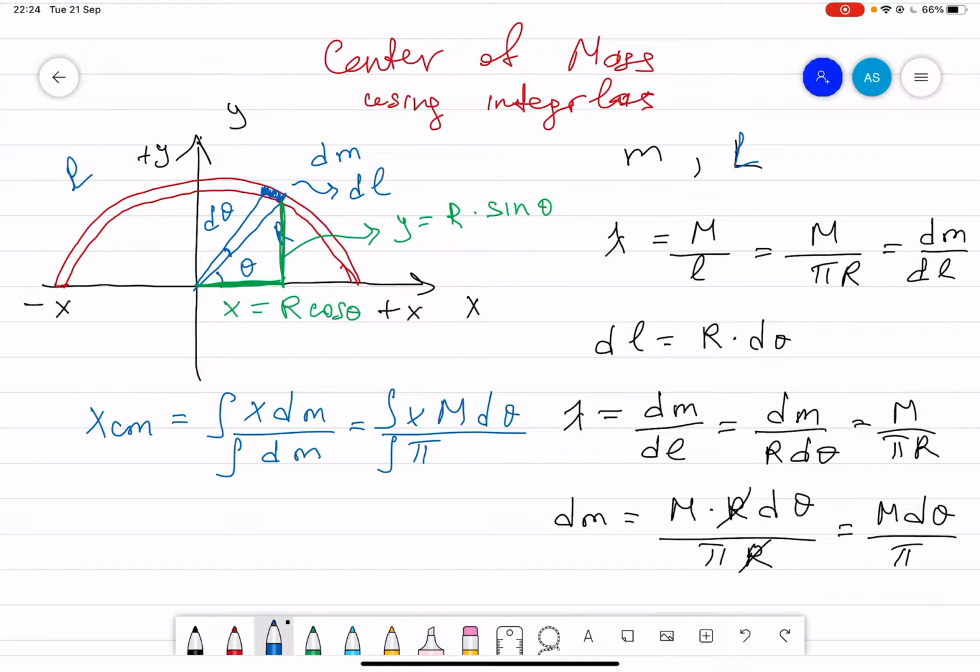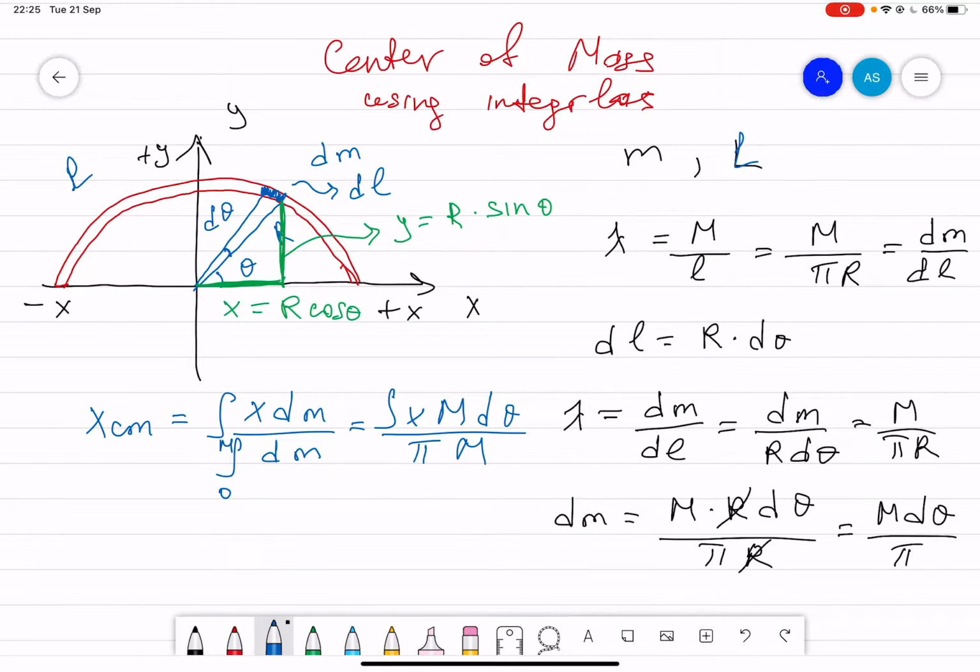Now, since the total mass is already given, if you integrate dm from 0 to capital M, you will straight away get the capital mass. So you don't need to integrate the bottom side because the total mass is given already. The idea here is that we try to integrate over theta, so we have to somehow get rid of the x.